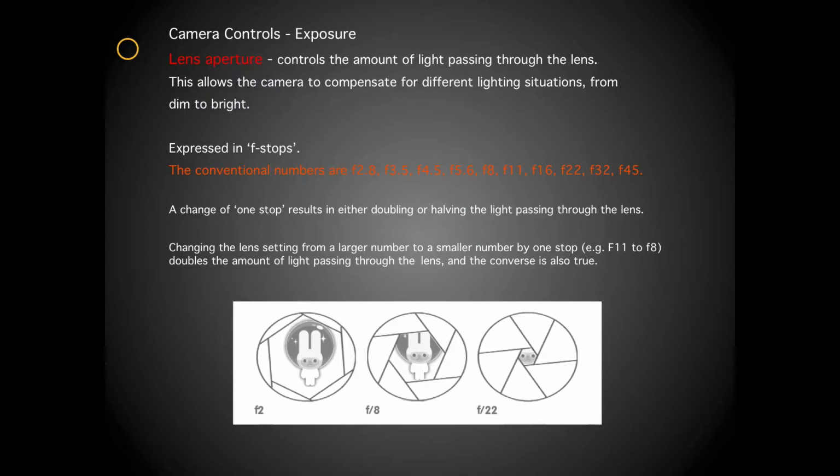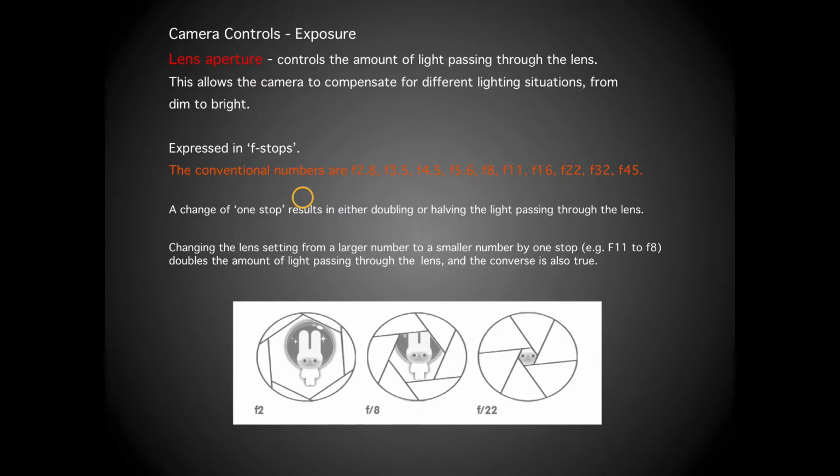Okay, so apertures. This is the lens opening, right? We can call it the lens aperture, as I say there. It controls the amount of light passing through the lens. The actual mechanism that's doing that is called the diaphragm. I should have that in here. I don't. But okay. The lens opening is expressed in numbers like what you see here. The conventional numbers are f2.8, f3.5, f4.5.